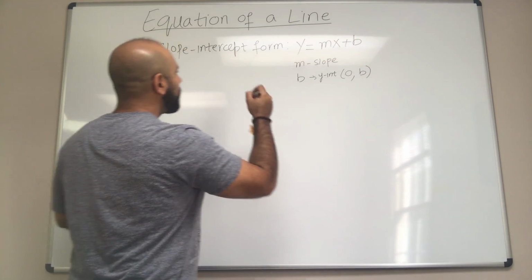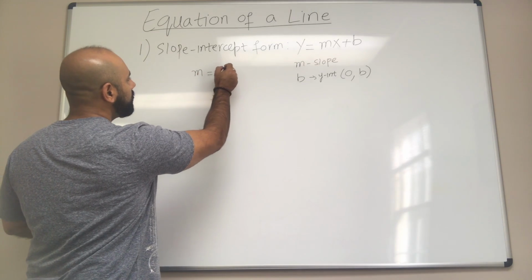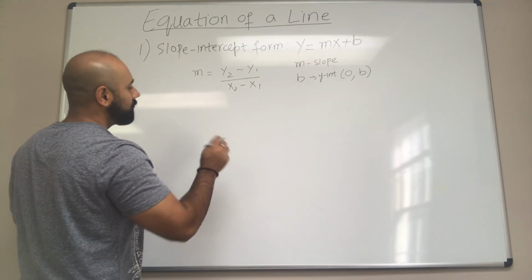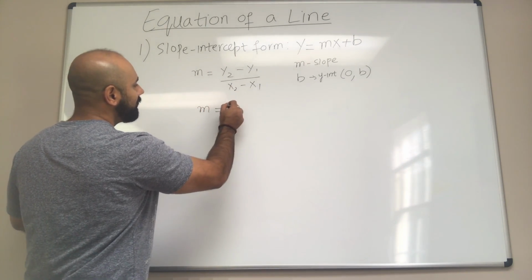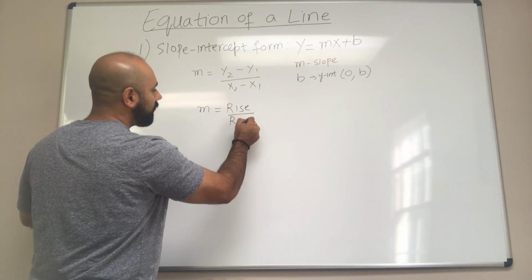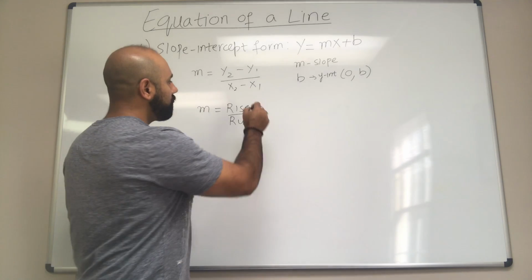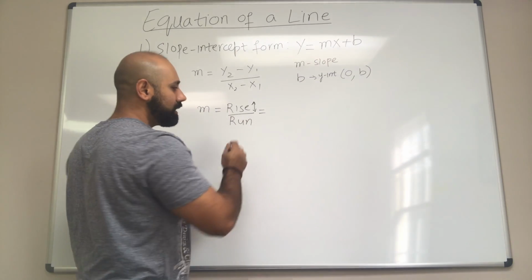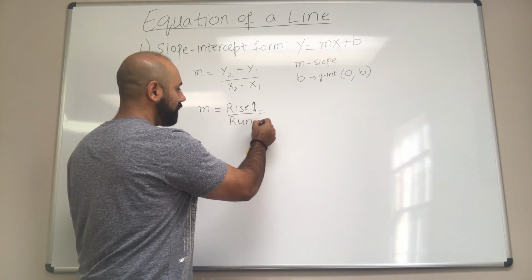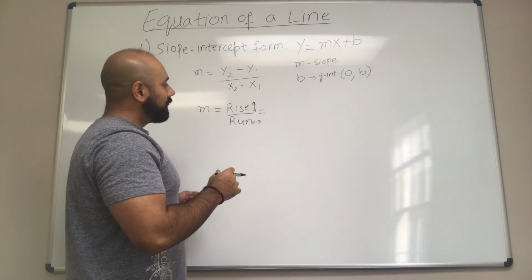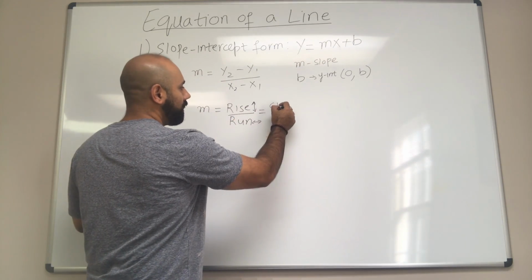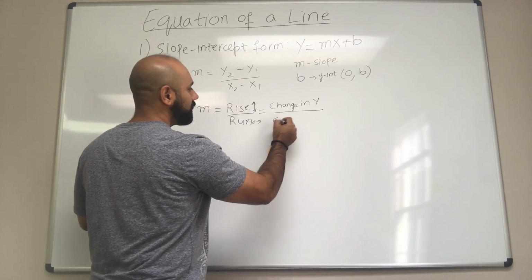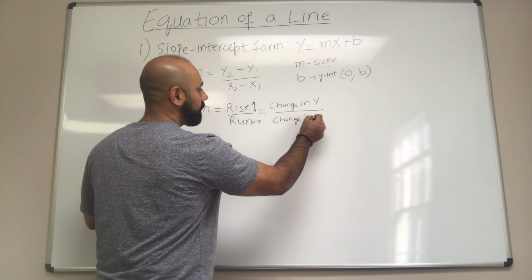How do we find the slope? To find the slope, you take the difference of the y's and divide by the difference of the x's. So sometimes slope is also thought of as rise over run. Rise has to do with the vertical change, and run is the horizontal change. So rise is also thought of as change in y over run, which is change in x.